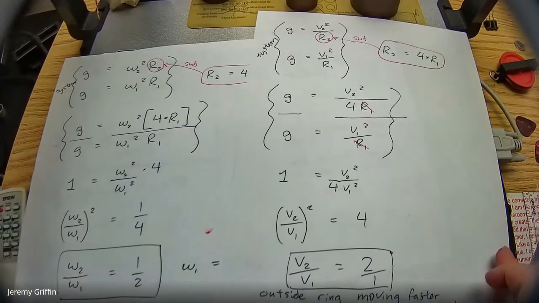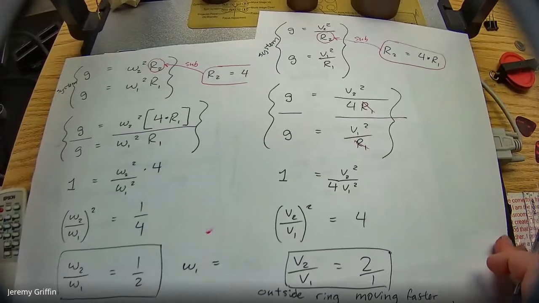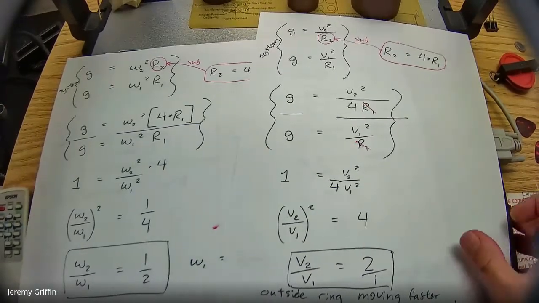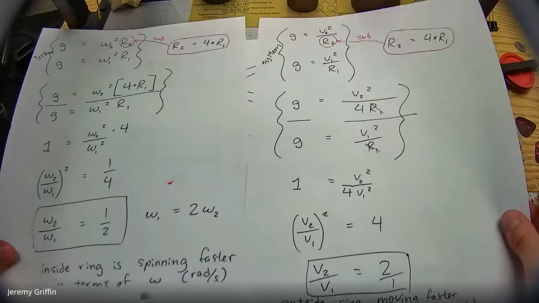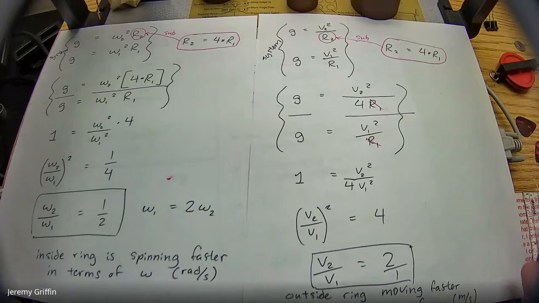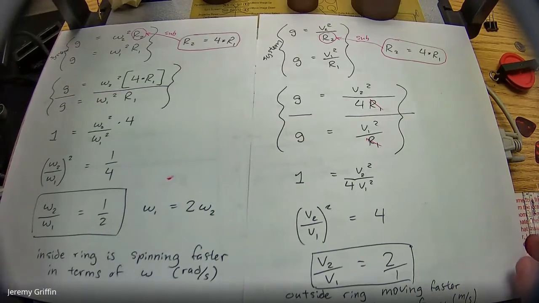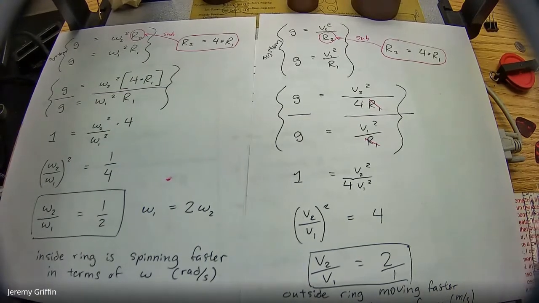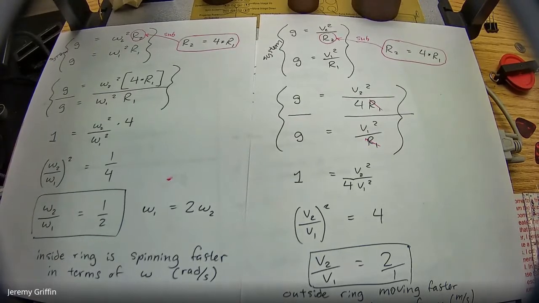So from a linear velocity perspective, the outside ring is actually moving faster. If you're standing on the outside ring, you have a faster linear velocity than on the inside ring, even though the inside ring has a greater angular velocity. Interesting. You get that? All right, that's a fun one to digest.